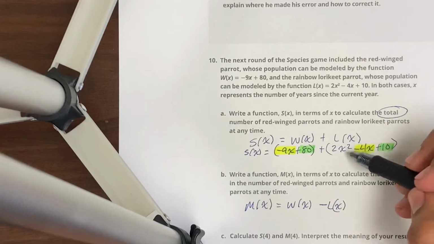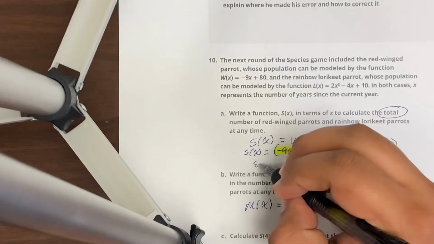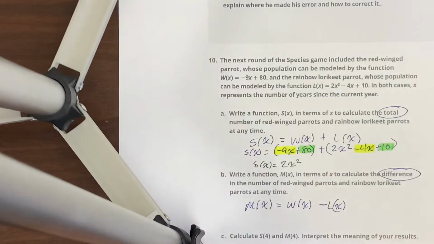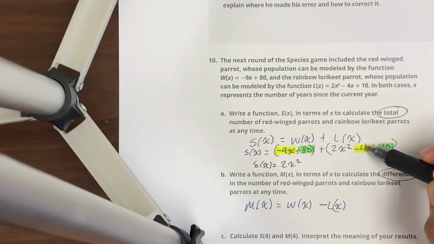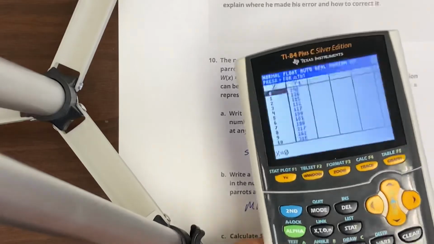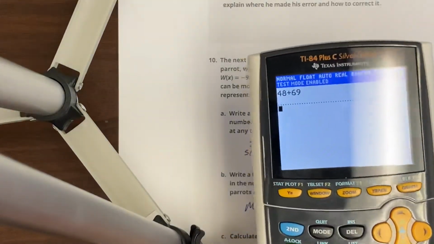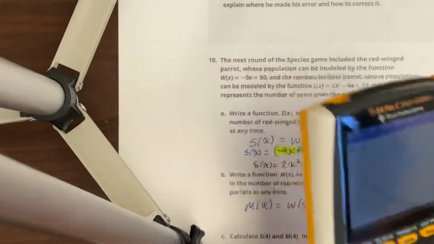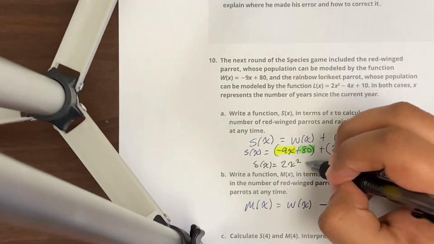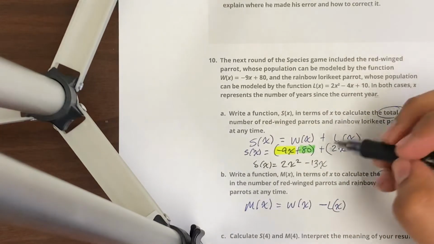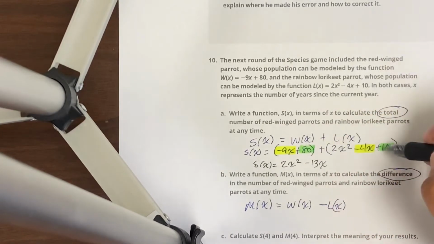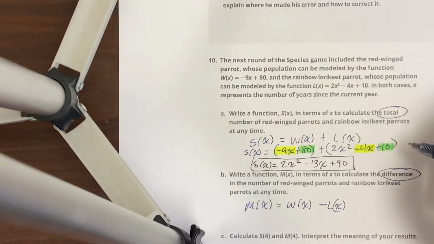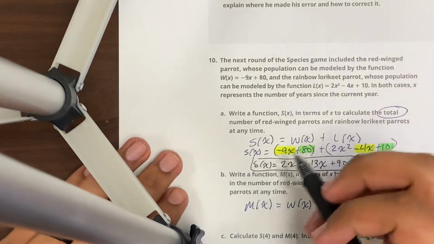So since 2x squared does not have a partner, I'm going to say that our S of x starts off with 2x squared. Going to add these two real fast. Negative 9 plus negative 4, negative 13x. Don't forget the x. And then 80 plus 10 is 90. Terrific.